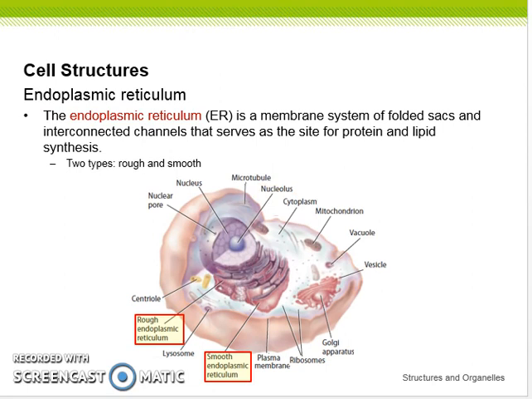Endoplasmic reticulum, otherwise known as ER, is a membrane system of folded sacs and interconnected channels that serves as the site for protein and lipid synthesis. There are two types, rough and smooth.